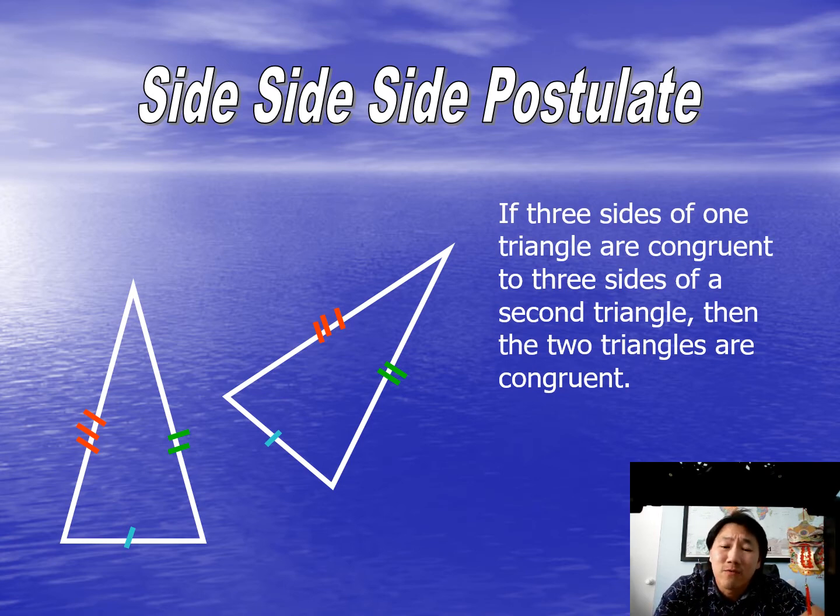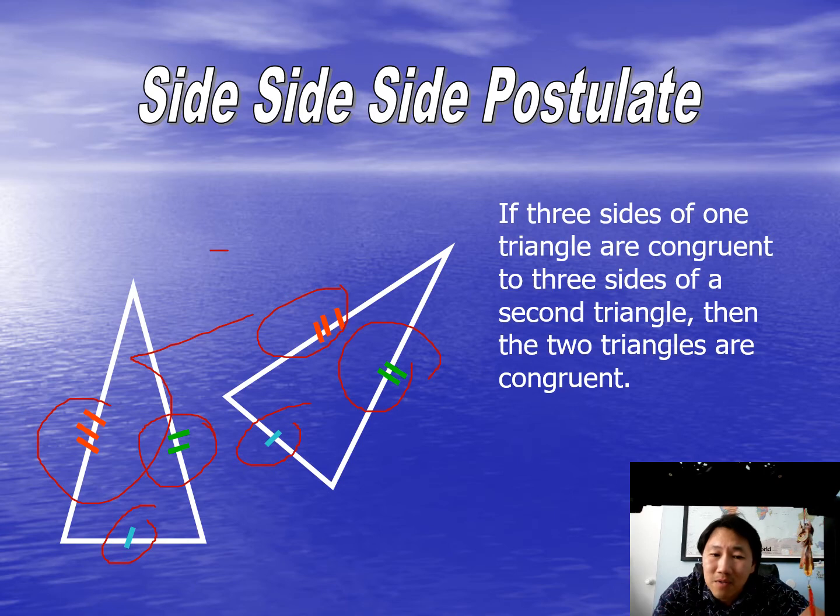It might sound confusing the way it is worded, but all it means is if you have two triangles and you match up all three sides, you have to have all three sides that match up. So if all three sides match up, then these two triangles are congruent. Okay, that's all it says.